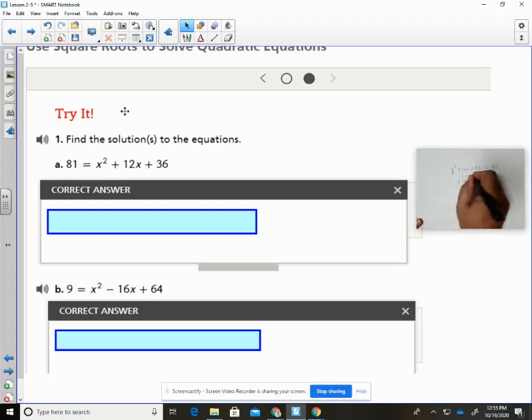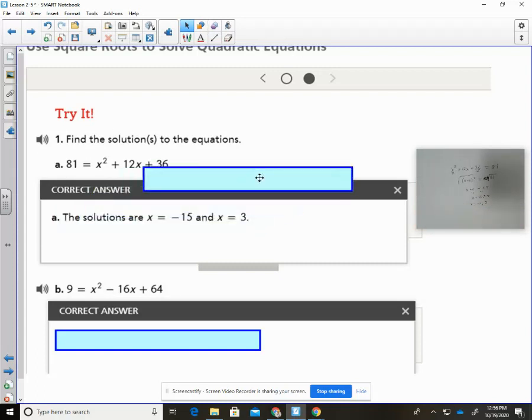Okay? Take the square root of both. I should have taken the square root. This is 81, sorry. I took the square root too quick. Now when I take the square root, I get x plus 6 equals plus or minus 9. Then I would subtract 6 from both sides, so that gives me x equals negative 6 plus or minus 9. All right? So negative 6 minus 9 gives me negative 15. Negative 6 plus 9 gives me 3. So my solutions are x equals negative 15 and x equals 3.